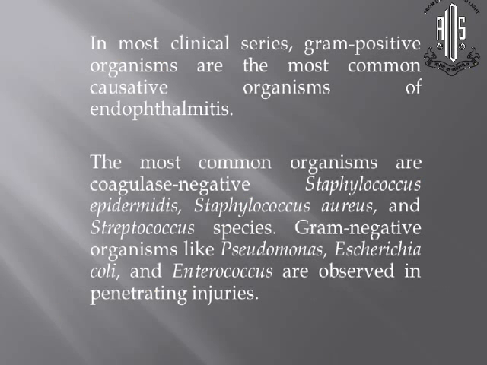In most of our clinical series, gram-positive organisms are the most common causative organisms of endophthalmitis. The most common organisms are coagulase negative Staph epidermidis, Staph aureus, and Streptococcus species. But we also have the gram-negative varieties like Pseudomonas, E. coli, and Enterococcus.